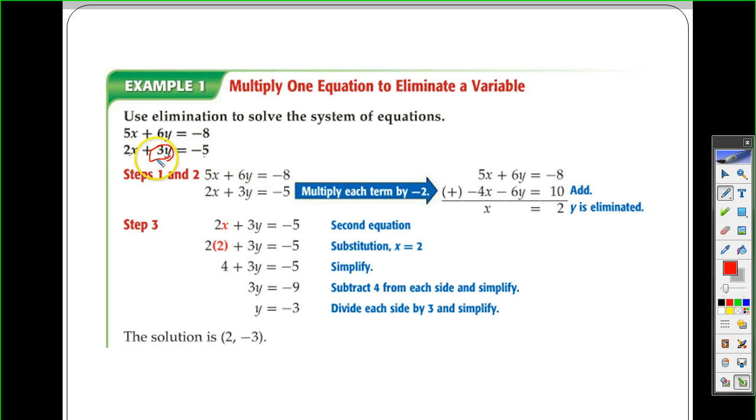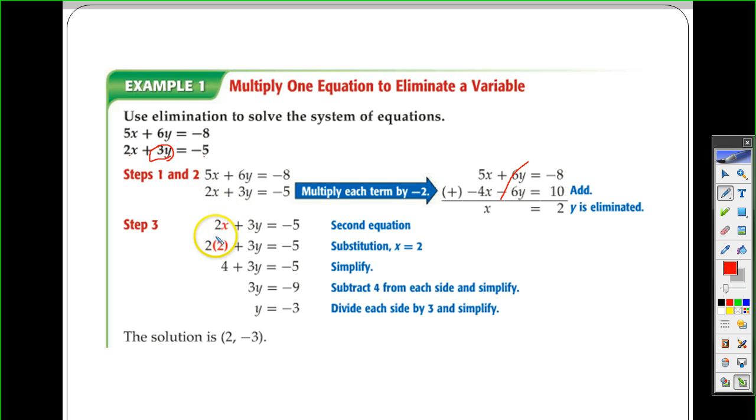That means multiplying by negative 2 everything in this equation. So 2x times negative 2 became negative 4x. 3y times negative 2 became negative 6y. And don't forget the other side of the equation. Negative 5 times negative 2 became 10. Now I made it look so that they can be added or subtracted. 6y plus negative 6y would eliminate. 5x plus negative 4x is x. Negative 8 plus 10 is 2. So now you found out x equals 2.